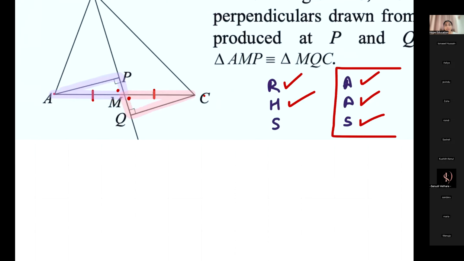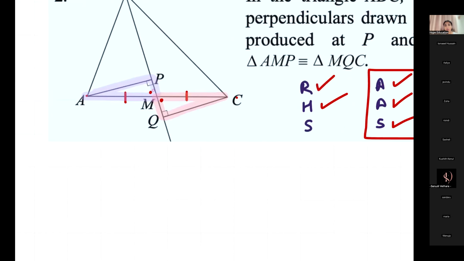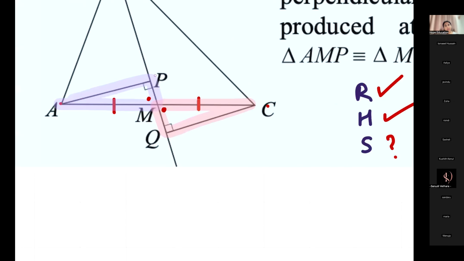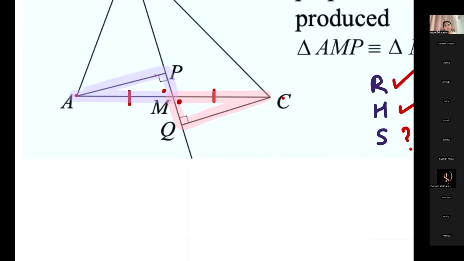Perfect. But if I try to check RHS, we need one more side. Do I have any other sides here? Do I have any other sides here? Somebody tell me, yes or no?